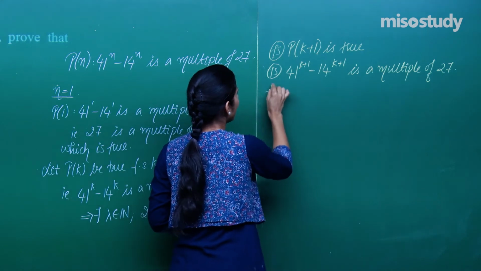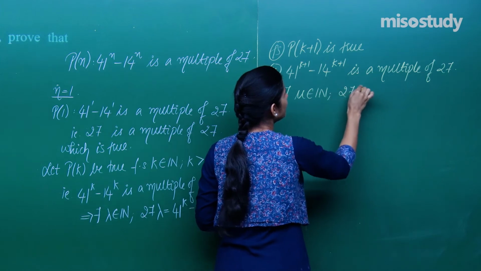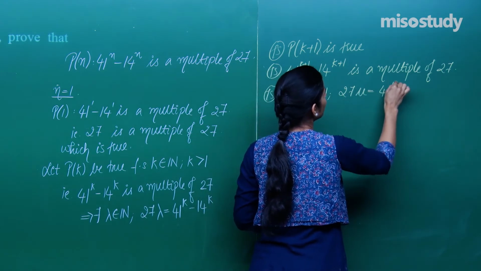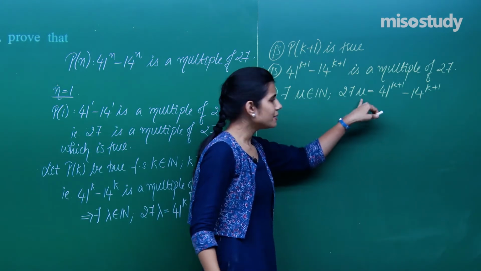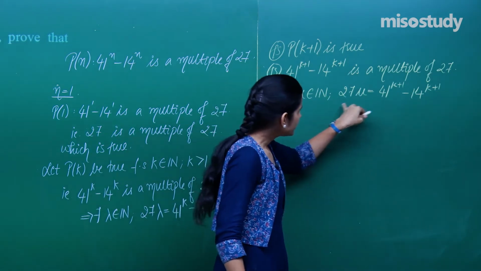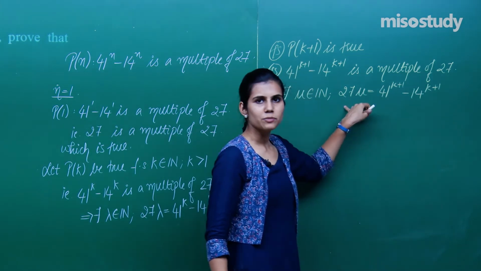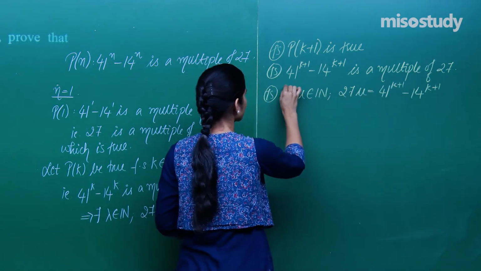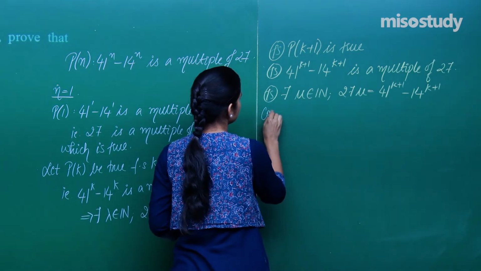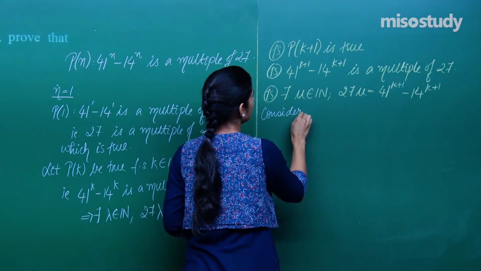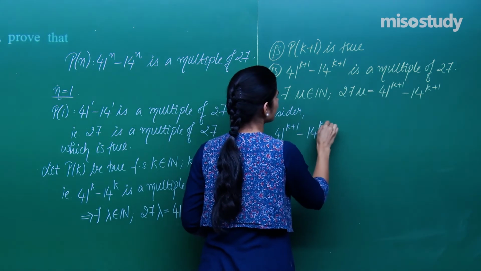That means I have to show there exists some quantity with which if I multiply 27, I get 41 to the power k plus 1 minus 14 to the power k plus 1. If I am able to get such a quantity mu such that this holds, that would mean that 41 to the power k plus 1 minus 14 to the power k plus 1 is a multiple of 27. Fine. So let us begin searching this mu. Consider this quantity 41 to the power k plus 1 minus 14 to the power k plus 1.